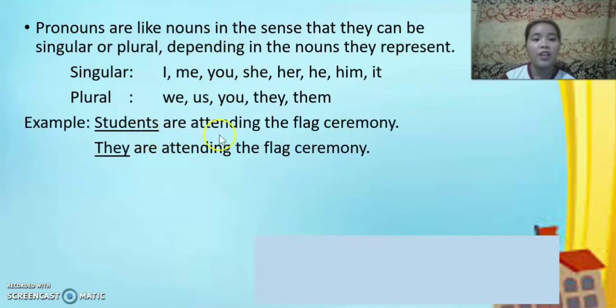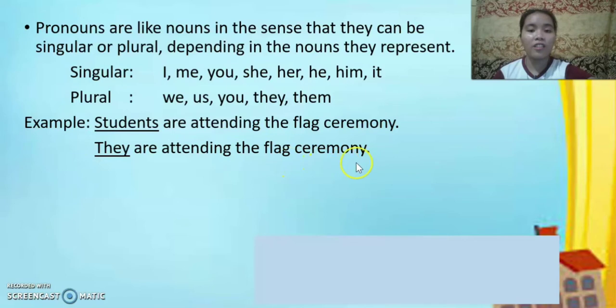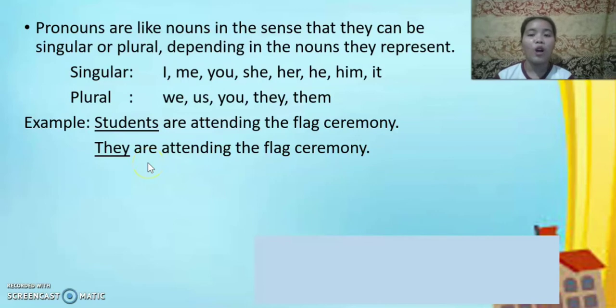Example, students are attending the flag ceremony. So here in the second sentence, they are attending the flag ceremony. So the one that is being replaced, or the antecedent, is students ni. Students, gi-replace sila og pronoun nga they. They because students are many, so plural ni siya. They is an example of a plural pronoun man. Okay, remember, class? So, remember that there are singular or plural pronouns.